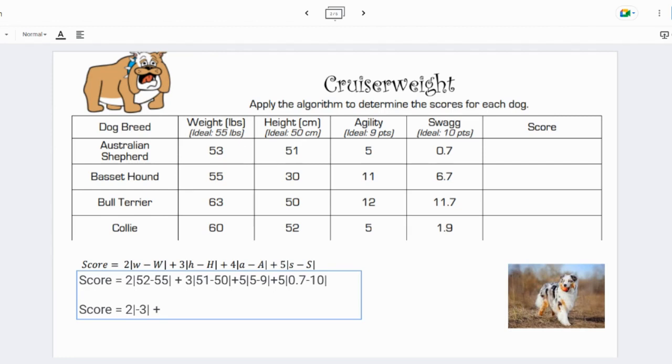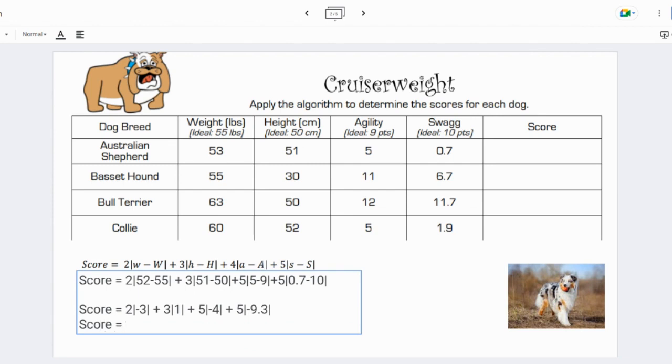plus 3 times the absolute value of 51 minus 50, which is 1, plus 4 times the absolute value of 5 minus 9, which is -4. When you plug that into a calculator, plus 5 times the absolute value of 7/10 minus 10. When you plug that into the calculator, you get -9 and 3/10. It's like order of operations. I'm going to go down one more level here.